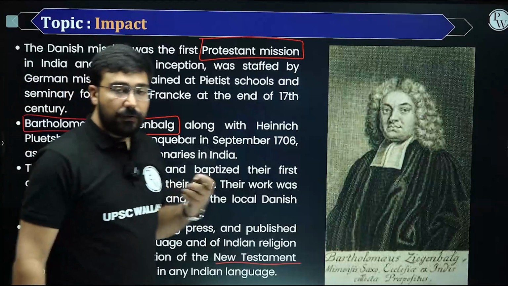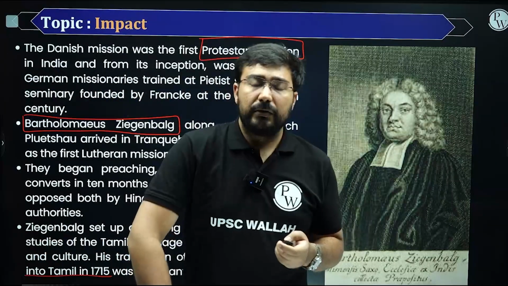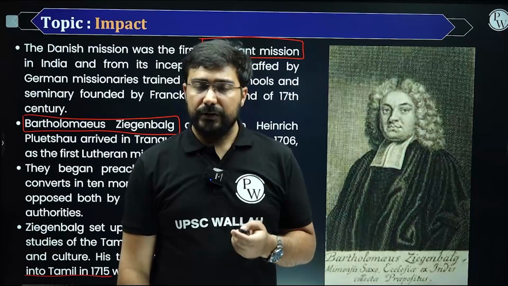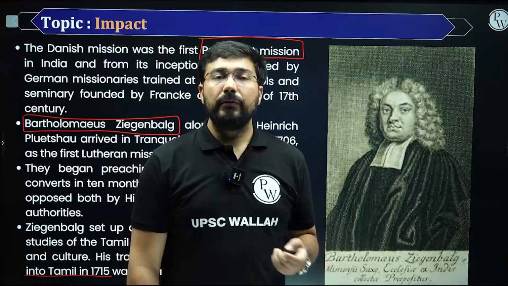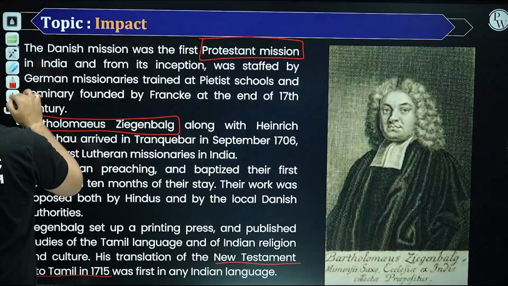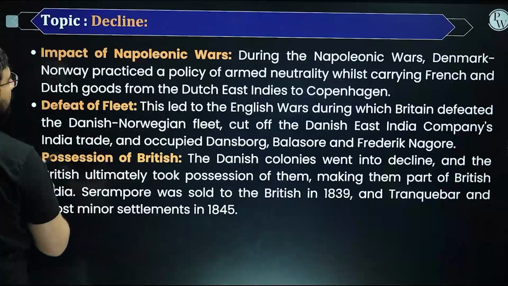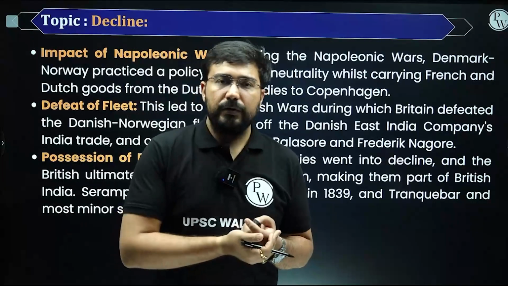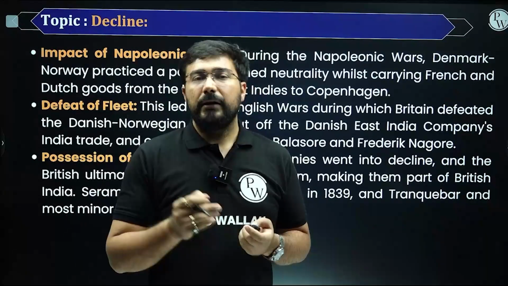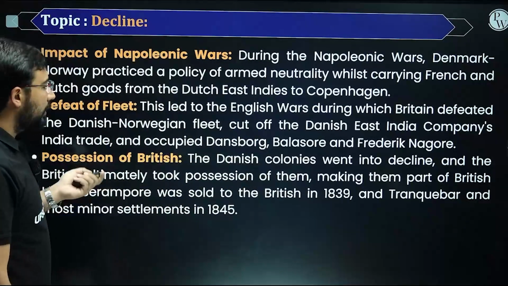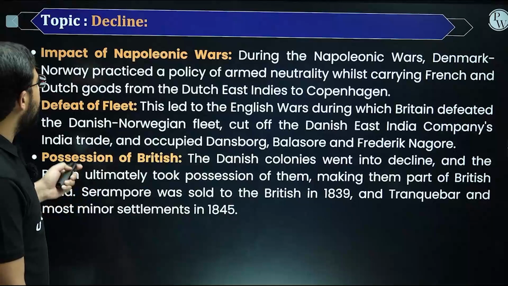So one of the first languages into which the New Testament was translated was Tamil, and that's why you can see the influence of Christianity a little more in the region of Tamil Nadu. So please remember that, and that is the impact of this Danish company. And the Danish company eventually lost. Why? Because they were caught up in the Napoleonic Wars fought between Britain and France, and eventually they got defeated, and finally their area was taken over by the British.